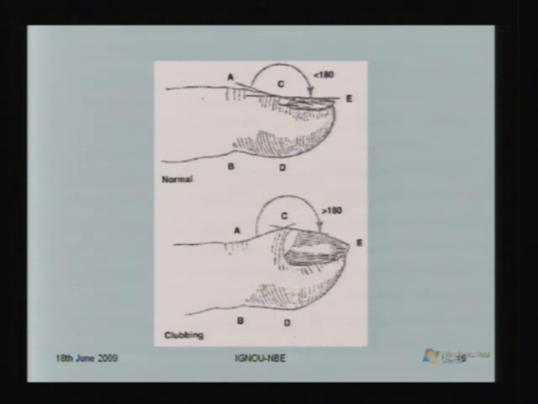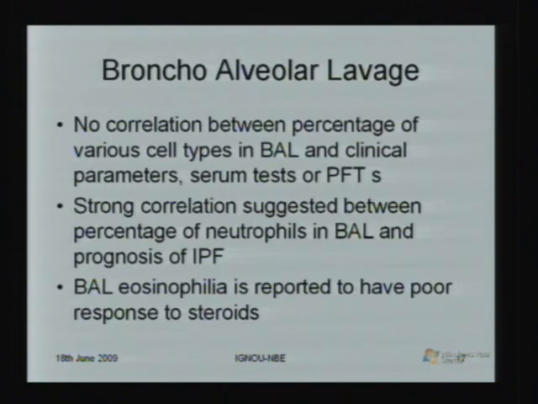This is classical clubbing, which is manifested as an increase in the diameter of CD as compared to AB, as in this diagram, and the more obtuse angulation of the angle ACE, so that it becomes more than 180 degrees.